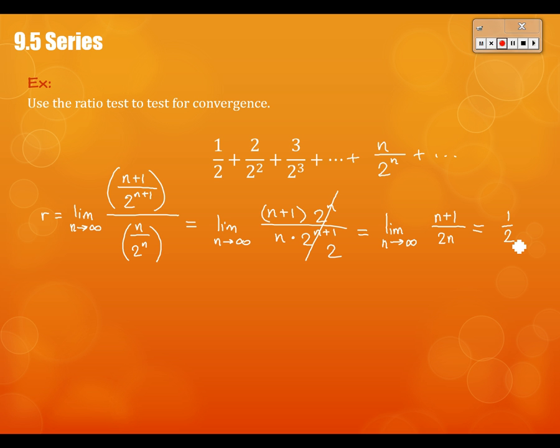For any p, for 1 over n to the p, right? It converges if that p value is greater than 1. And it diverges otherwise. That was the p series test.